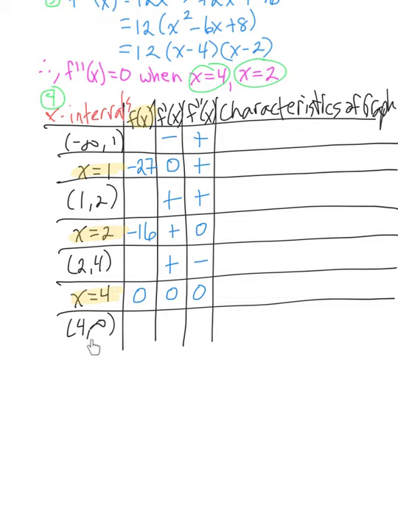And then in the last interval, I'm going to substitute in 5 in between here. So only in these two. So substituting into the first derivative, I get a positive value. And in the second derivative, a positive value.